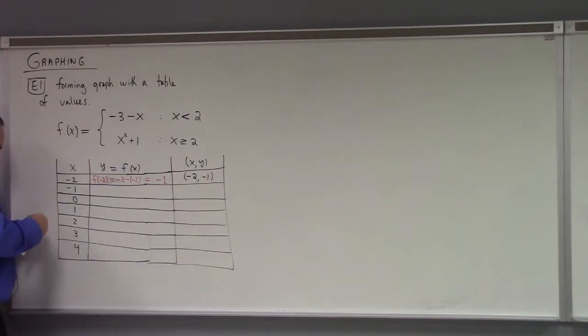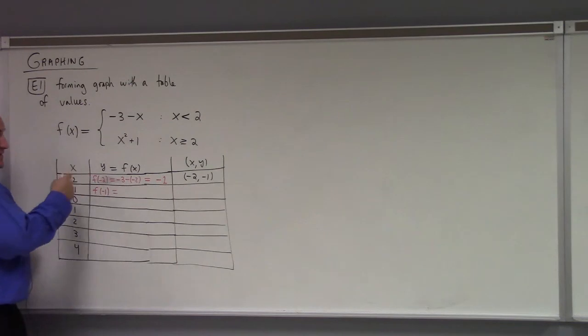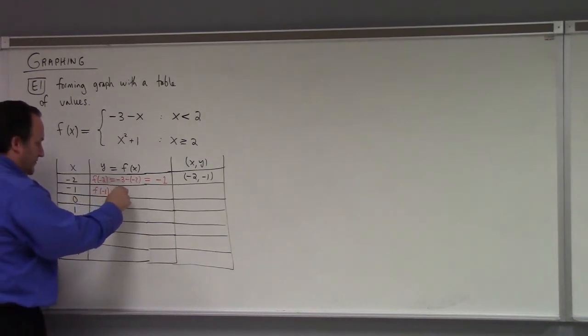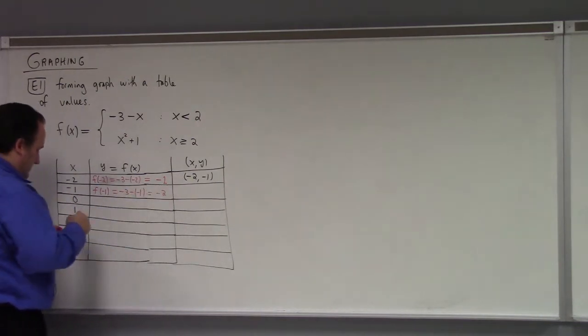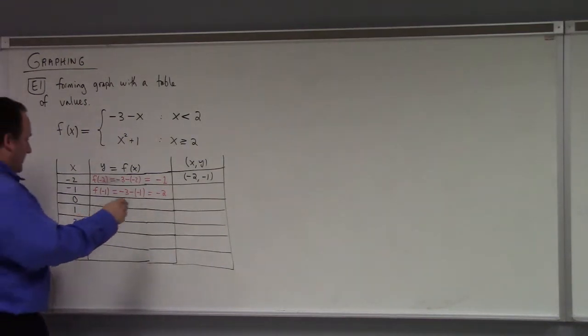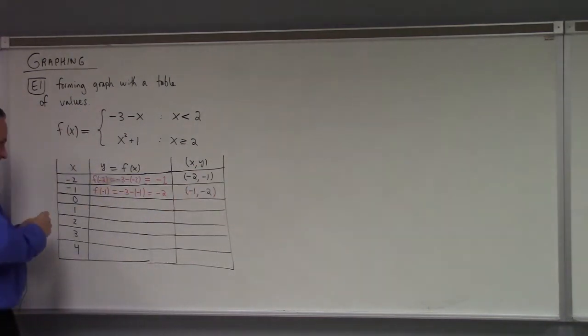Now let's calculate f of -1. F of -1, which case am I in? -1 is less than 2, right? So I still use the -3 minus x. So I do -3 minus a -1, which of course is -2, right? So what point do I get on the graph? I get -1, -2, all right?